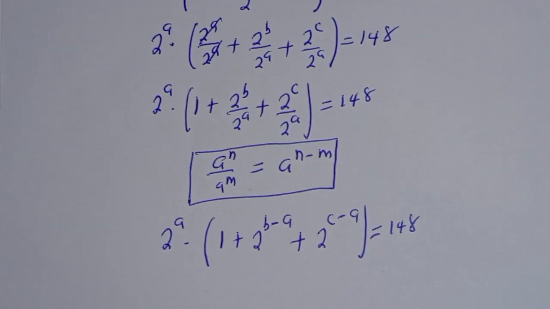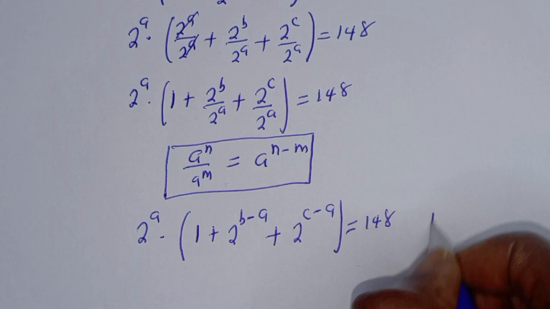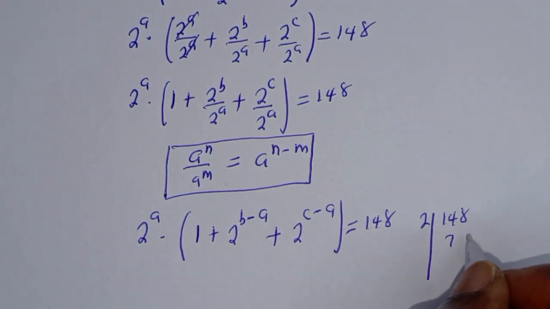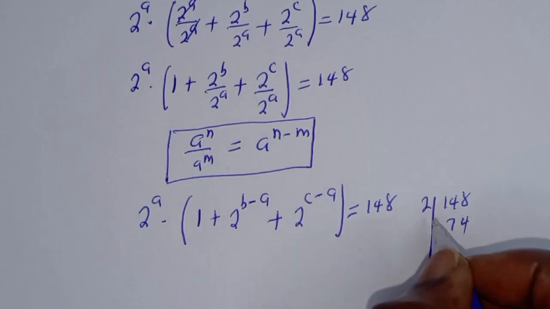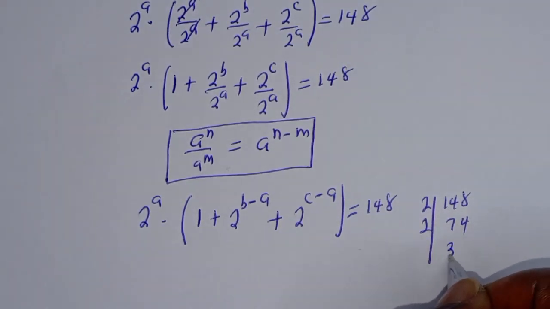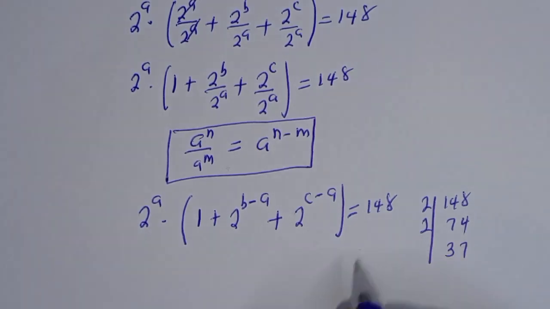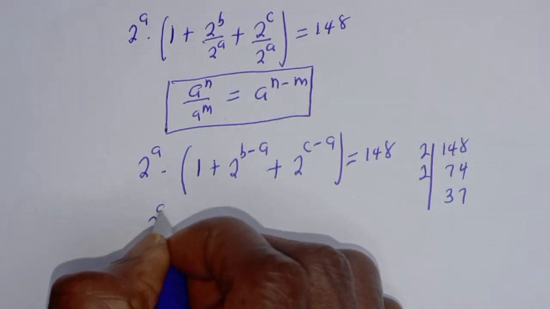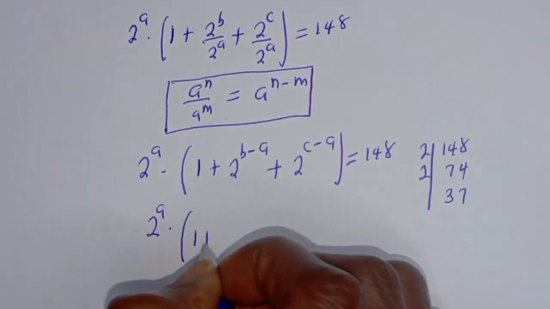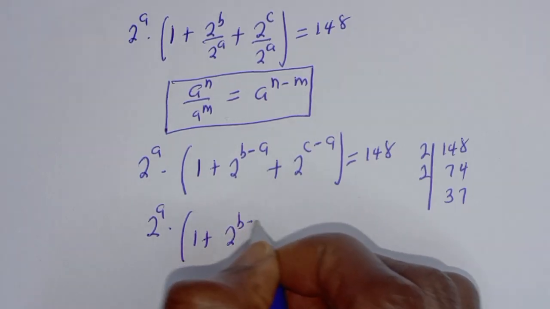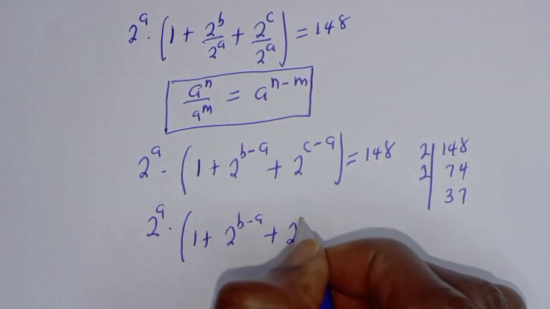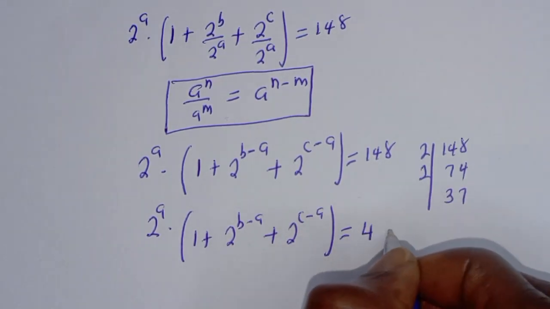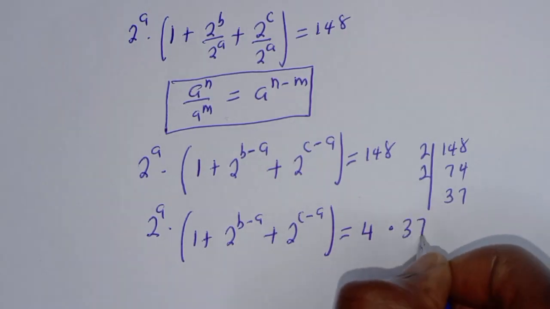Now let's get the factor of this 148. 148 divided by 2, here is 74. Then if you divide by 2, we have 37. This is 2 to the power of a multiplied by 1 plus 2 to the power of b minus a plus 2 to the power of c minus a is equal to 2 times 2, we have 4 multiplied by 37.